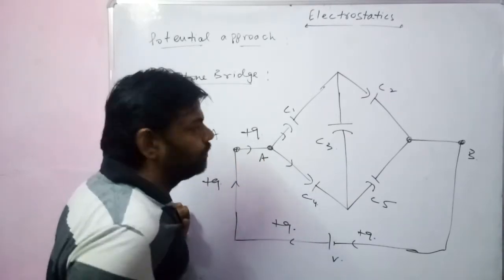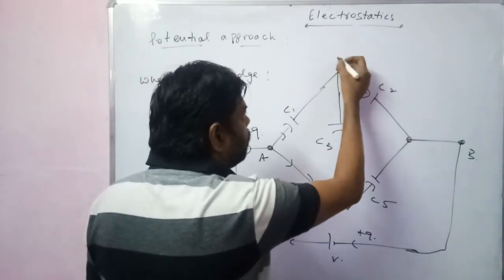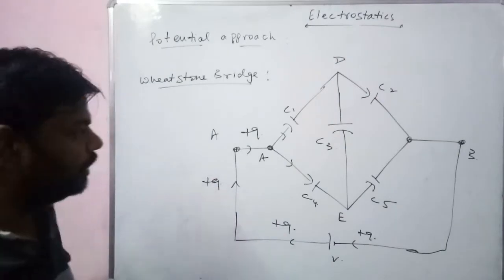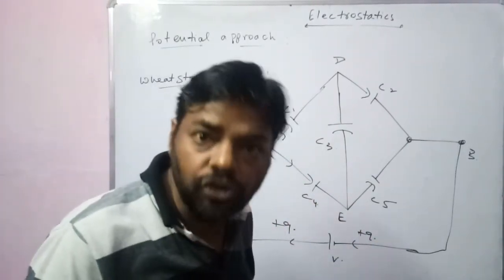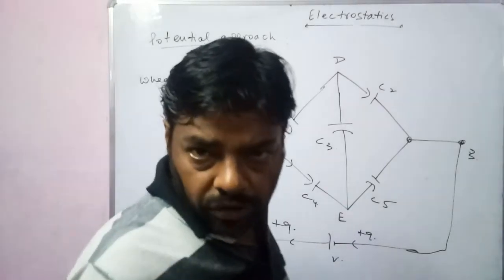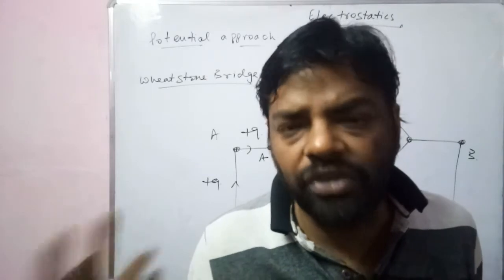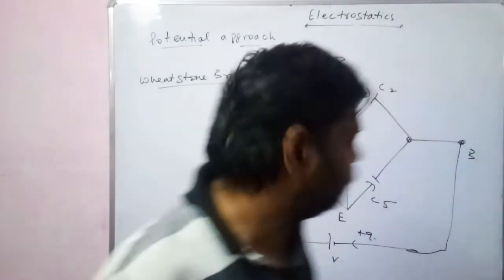Let us say it is the point A. It is the point B. Let us call this point D, and let us call this point E. Got it? The speciality of the circuit is clear. Okay, there is a misconception for Wheatstone bridge. I will discuss that misconception after this Wheatstone bridge.